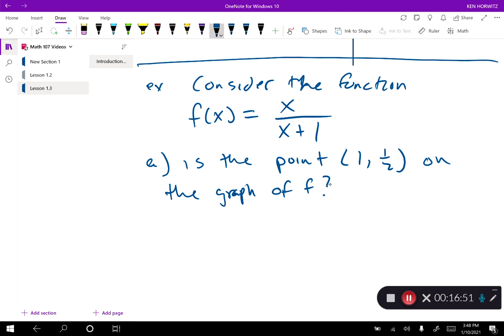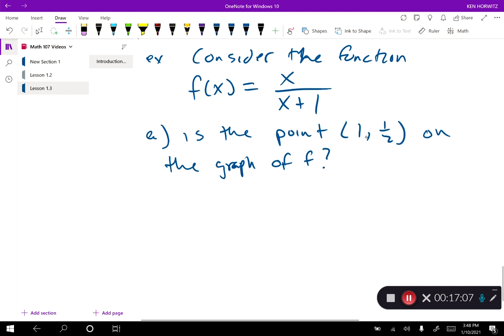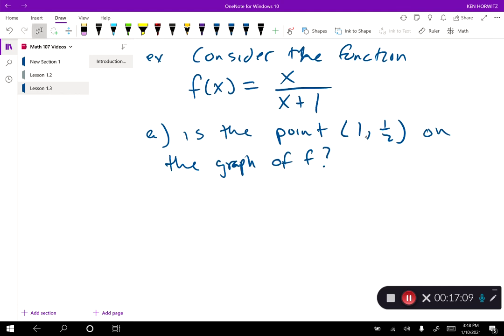So the strategy here is this. I'm going to take 1 and 1/2, substitute them in for x and y, or x and f of x. If it turns out to be a true statement, then (1, 1/2) is indeed a part of that function. So I can start by changing f of x to y.